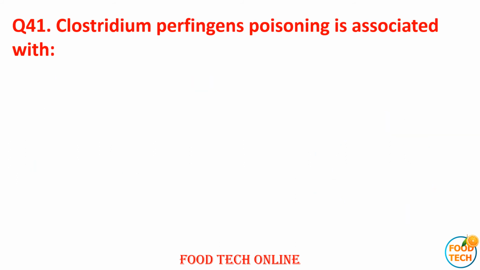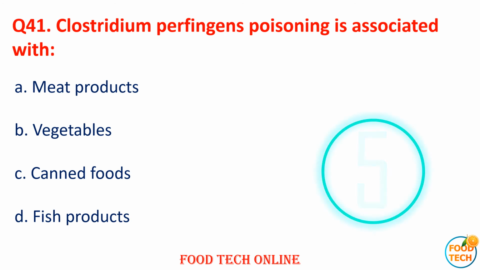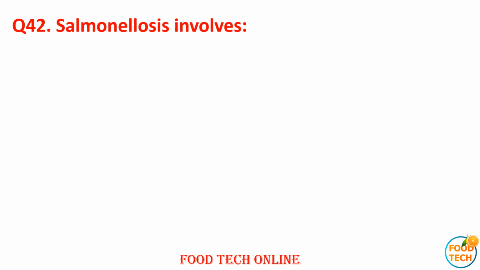Question 41. Clostridium perfringens poisoning is associated with A. Meat product, B. Vegetable, C. Canned food, D. Fish products. Answer A. Meat products.